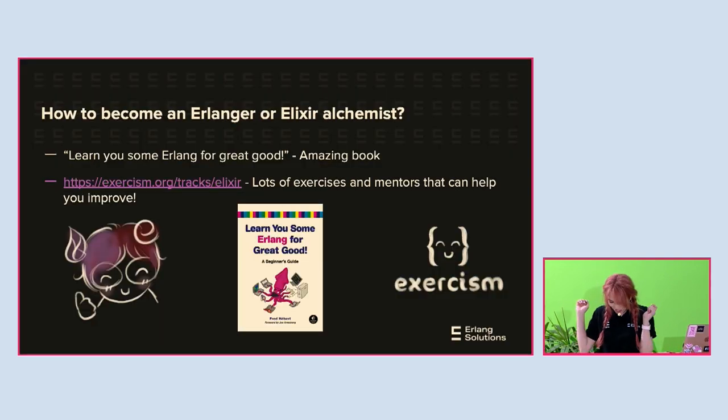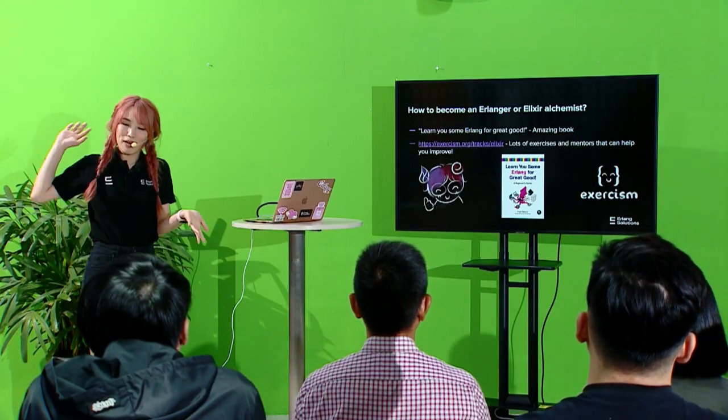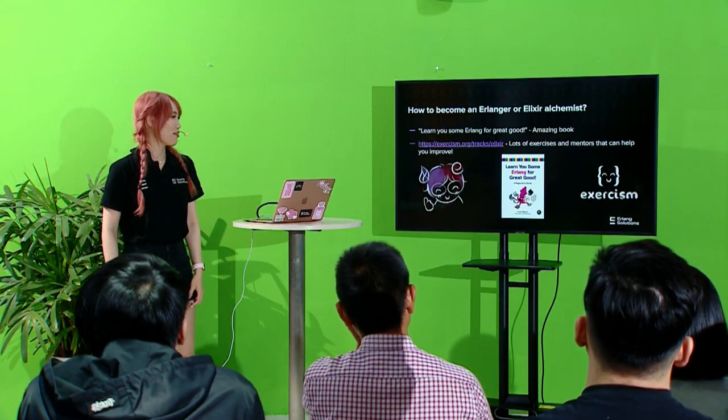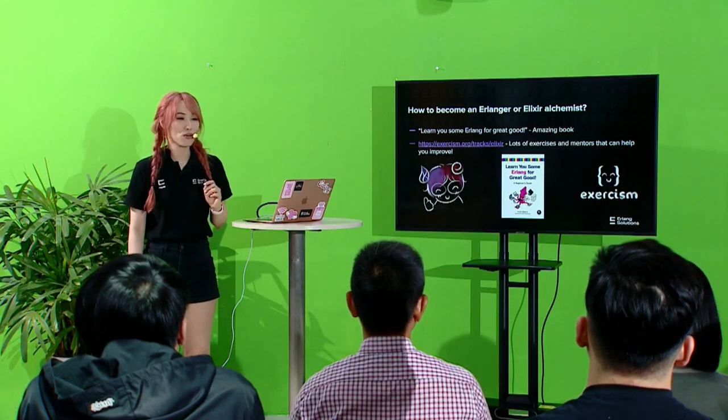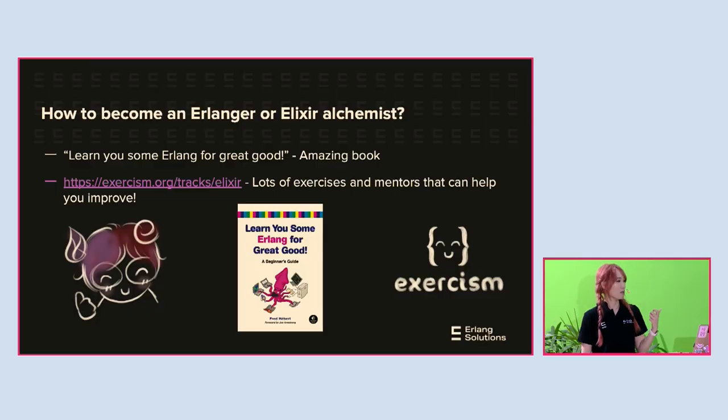If you are interested in learning Erlang and Elixir, there are two, I would say, kind of Bibles for learning. For Erlang, there's a book called Learn You Some Erlang for Great Good. It's a really cool book. You can find it online, and it has a lot of illustrations and really clear explanations, and takes you step by step to learn Erlang, especially with OTP that I mentioned.